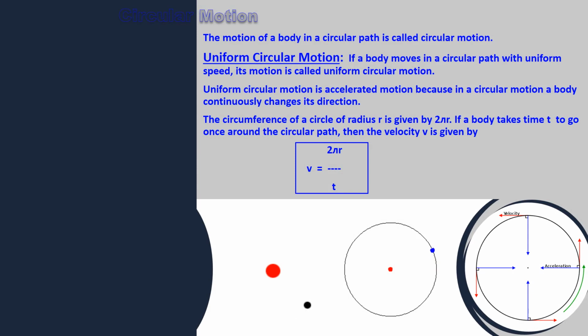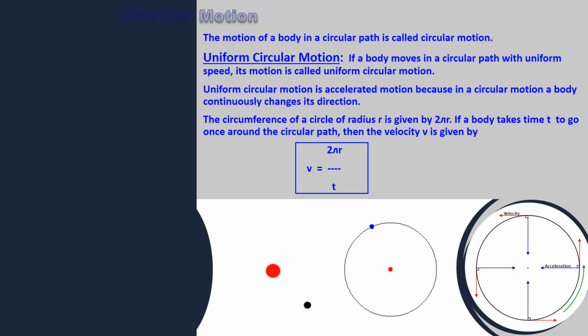At last, circular motion. The motion of a body in a circular path is called circular motion. We already studied uniform circular motion. If a body moves in a circular path with a uniform speed, its motion is called uniform circular motion. Uniform circular motion is accelerated motion because in a circular motion, a body continuously changes its direction.